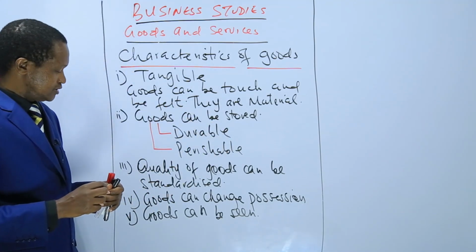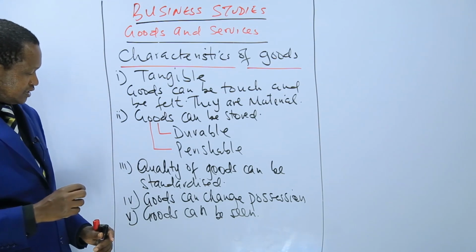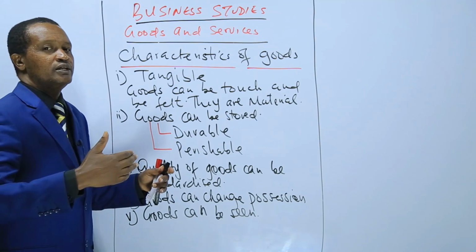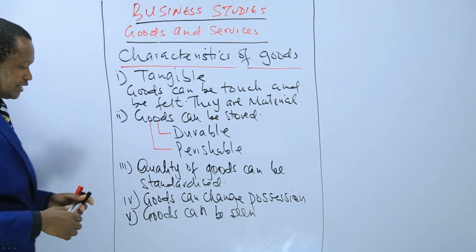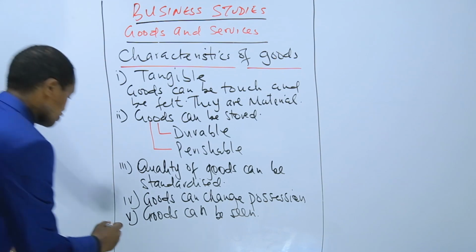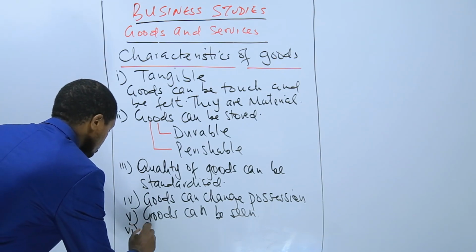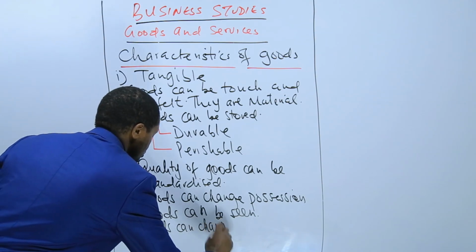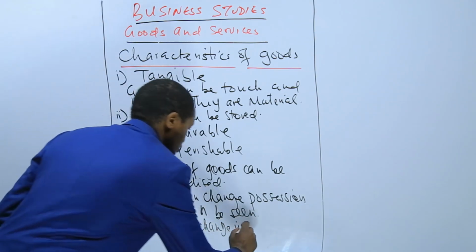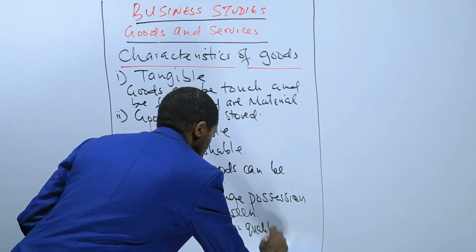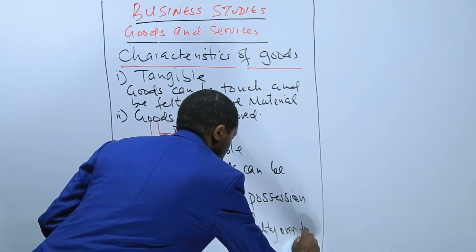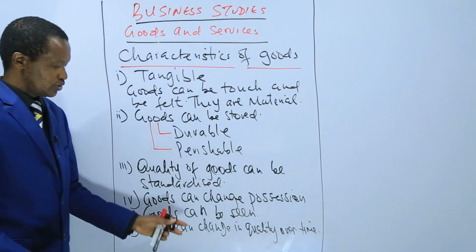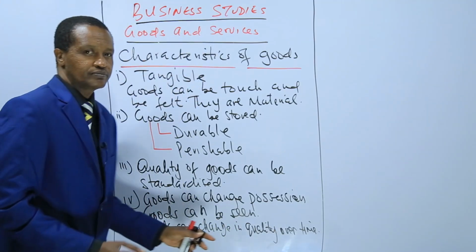All right. Number 5. Then number 6, you can say that goods can change in quality over time. That's another feature of goods. Goods can change in quality over time.